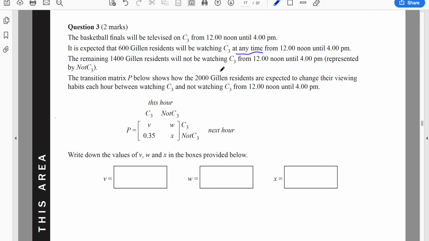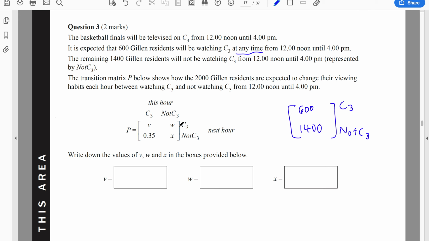So what that means is if we looked at any of the G values, so any of those state matrices, we should see the same values coming up, the 600 and the 1400, for whether they're watching or whether they're not watching. So if we consider then what we've been given, there's only 2 elements. Are they watching C3 or are they not watching C3? Now, we were told that 600 of them will be and 1400 of them will not be. So here's really a state matrix that we can be using, a new state matrix.